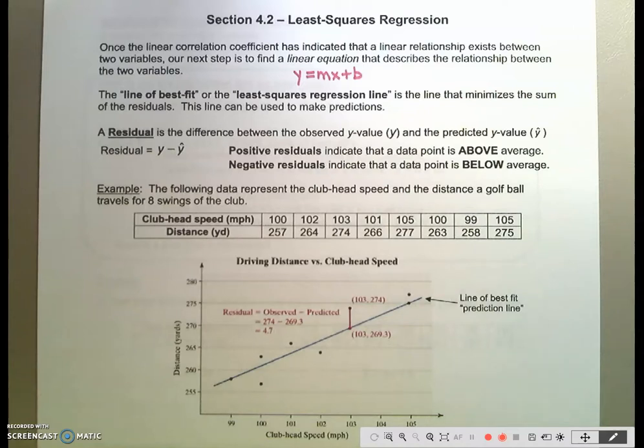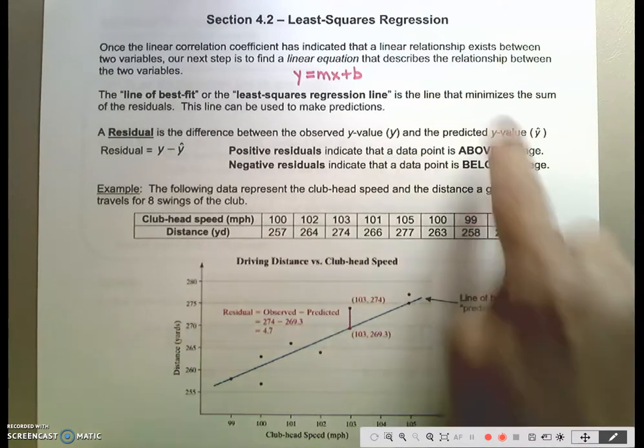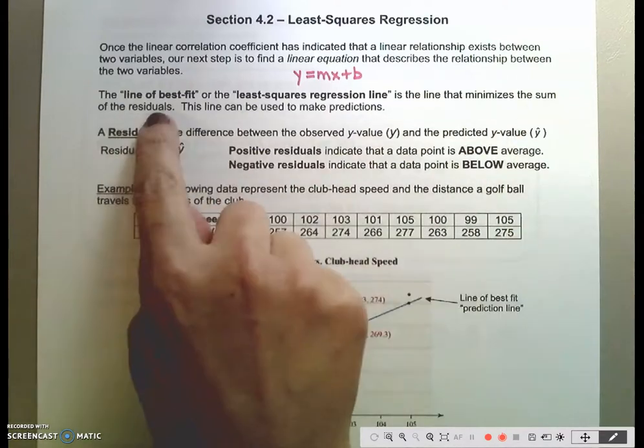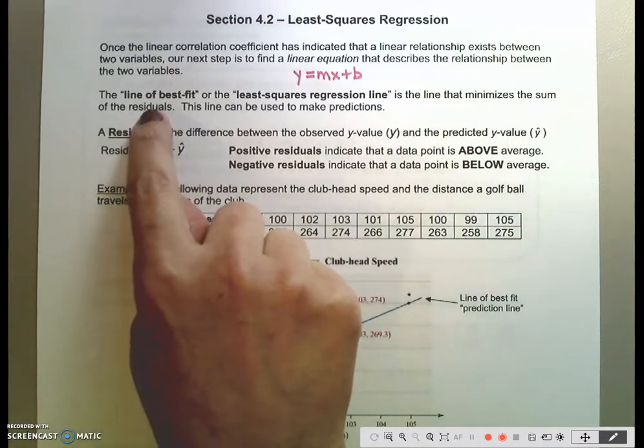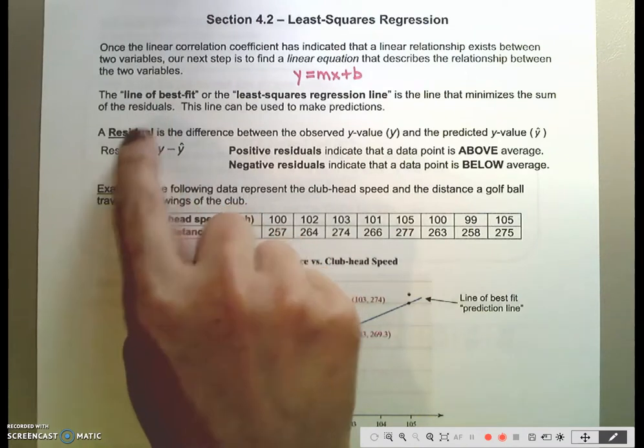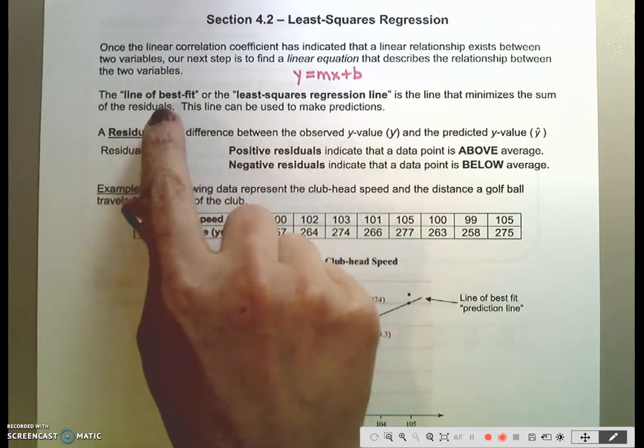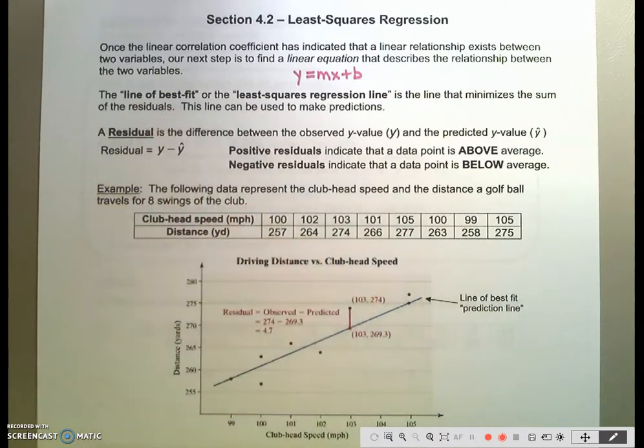It's also called a least squares regression line because the way that it best fits the data is it minimizes the sum of the residuals. Well, if you don't know what residuals are, then you don't understand what I just said. So we're going to define residuals. And the whole point of this is we use that line to make predictions, to kind of fill in the gaps of your data. And that's really what linear regression is used for, is being able to look at predictions.